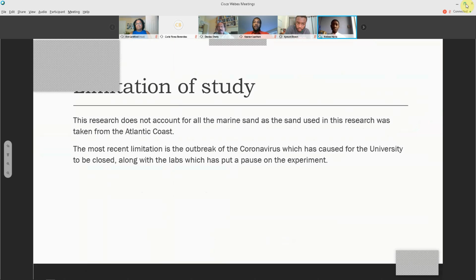Just to point out, this study doesn't account for all sand, because in some areas the concentration of sodium chloride can be different. So it doesn't account for all marine sand, but we're hoping that this is a step in the right direction. Also, another limitation is it was not complete due to the coronavirus, and the labs were closed down, so we couldn't continue to do all the steps. But we have something here for you all today.